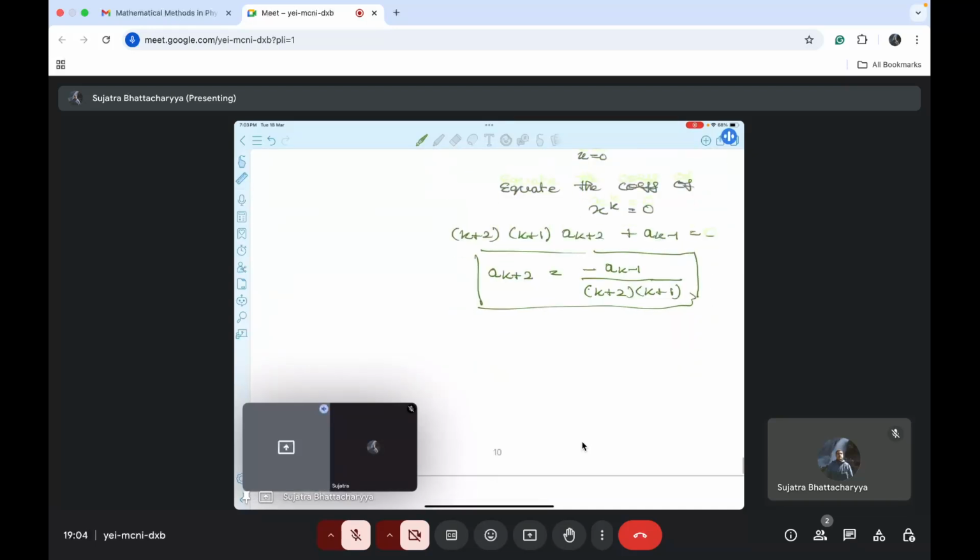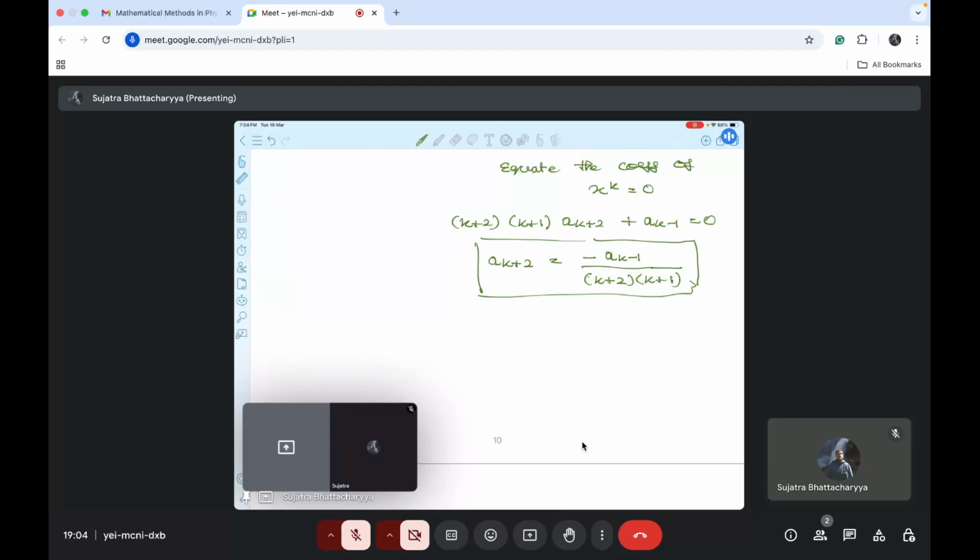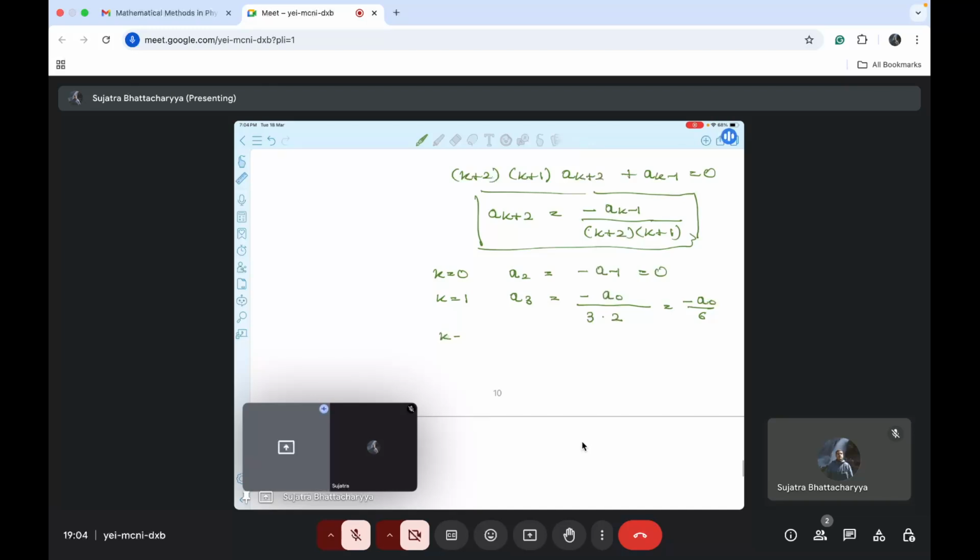Now you generate a0, a1, a2, whatever you want. So let's put k is equal to 0 first. If we put k is equal to 0, it will be a2, this is minus a minus 1, which is equal to 0. We will assume k is equal to 1, a3, 1 minus 1 is 0. This can be fine. So a0 is not equal to 0 for sure, otherwise the entire solution will be 0, so it's not feasible. Then 1 plus 1 is 2, so it will be minus a0 by 6. Then k is equal to 2, so it will be a4, which is equal to minus a, 2 minus 1, which is 1. So a1 is also not equal to 0.